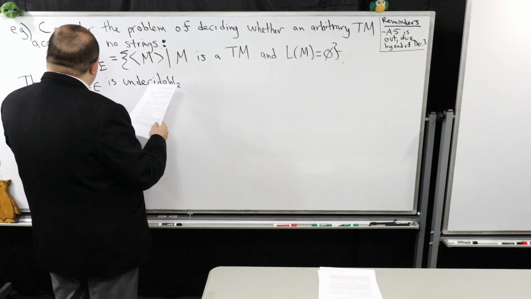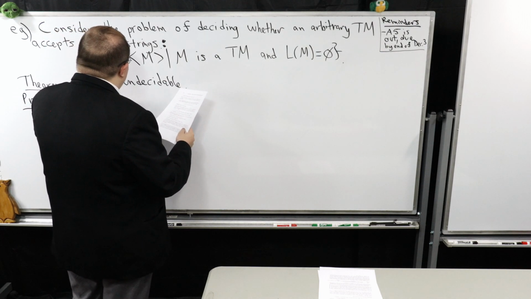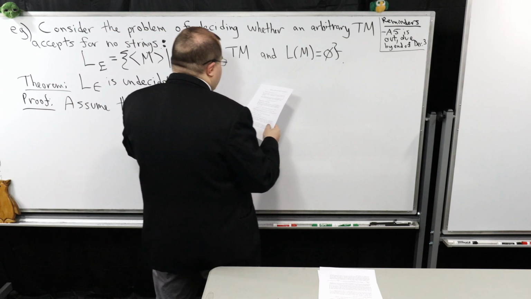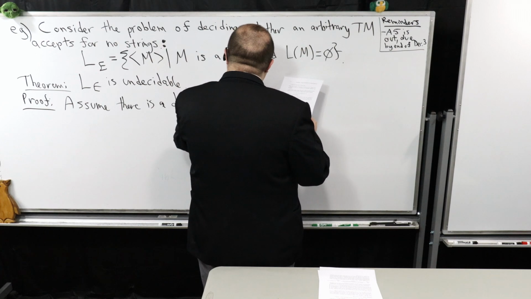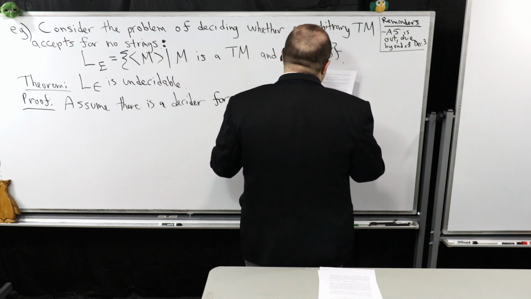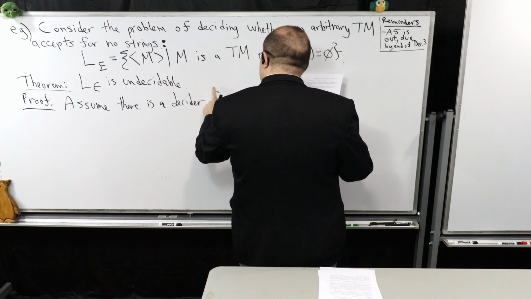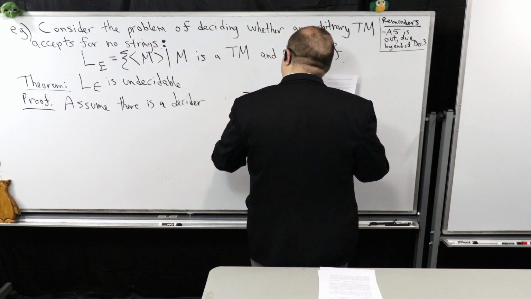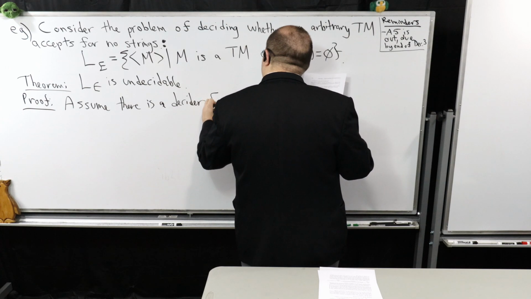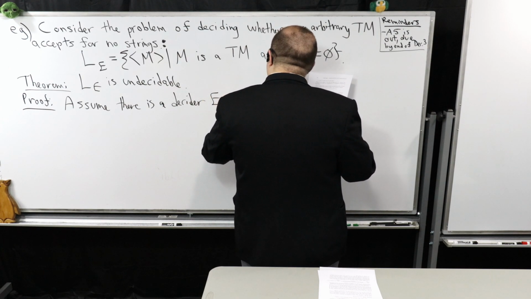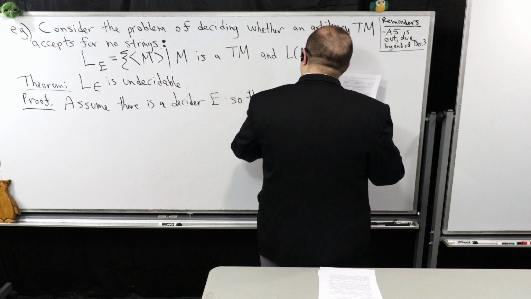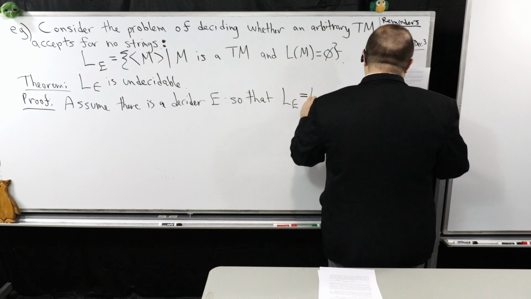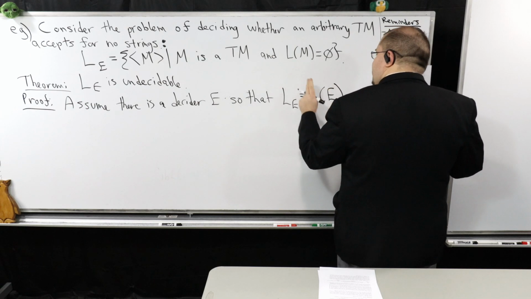So I'm going to set this up as a contradiction proof. Assume there is a decider for E. We'll say decider E. I want to be a bit careful about this. A decider E, so that my LE language is equal to the language of decider E.